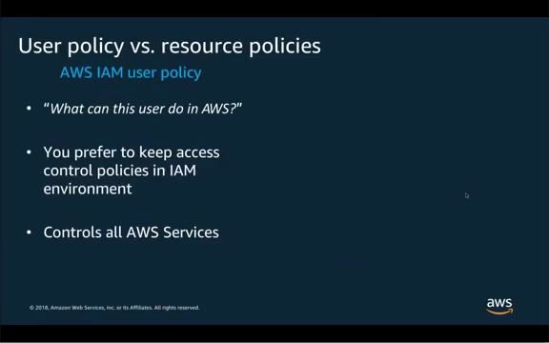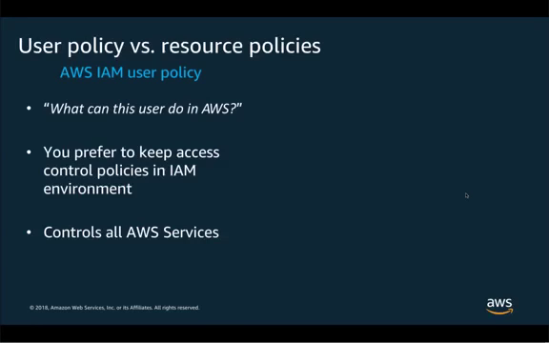So let's compare side by side the difference between an IAM user policy and an IAM resource policy, such as the S3 bucket policy. A policy document is written in JSON language, and in the next few slides, we're going to compare them side by side.